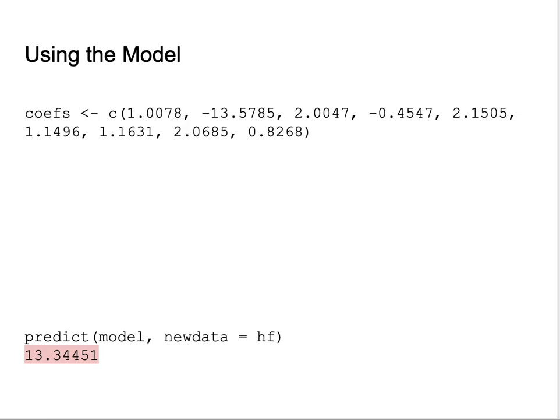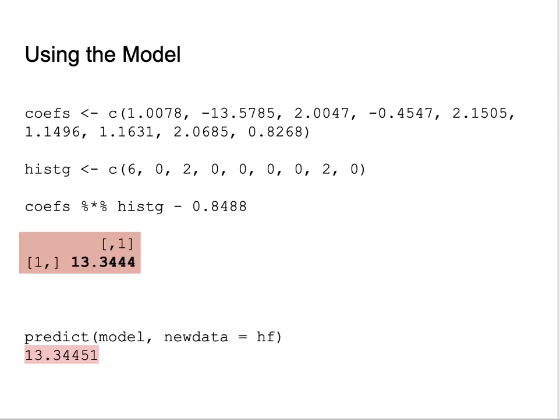We can get this result directly by multiplying the coefficients of our linear model, which you can see in this vector coefs, by the vector that represents the histogram of the program. And that's what we get. That's not very different from the result in the model if you do it explicitly like this, using cross multiplication.